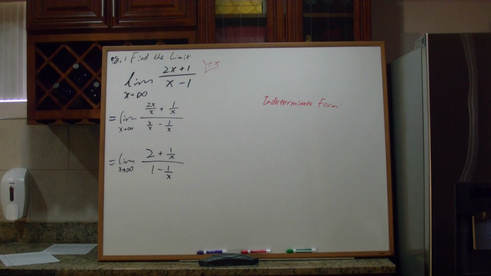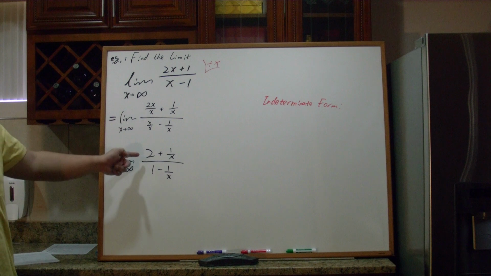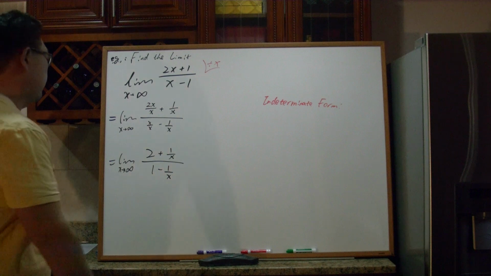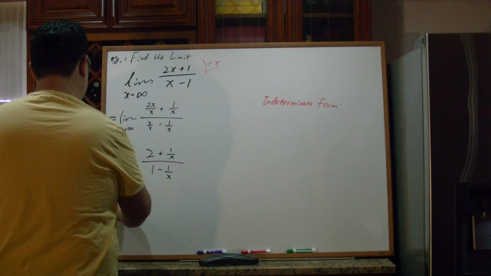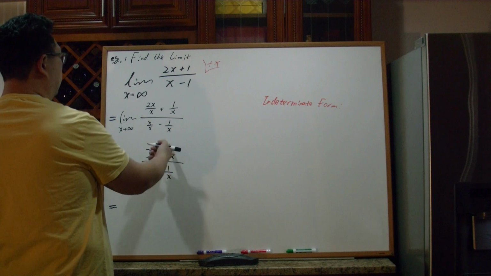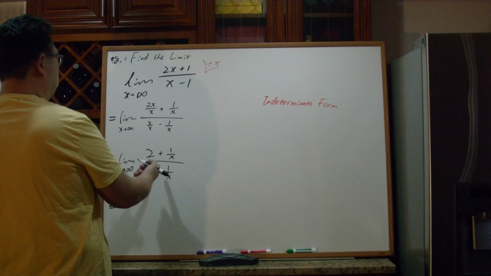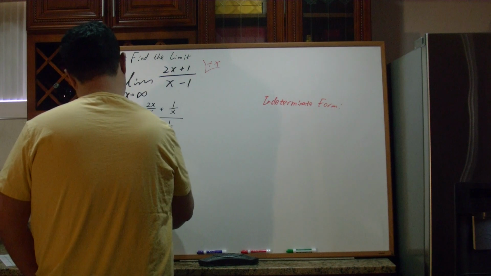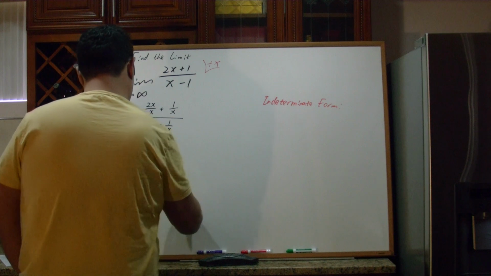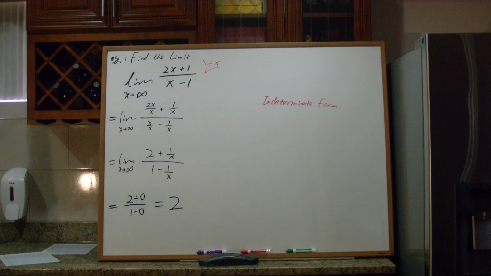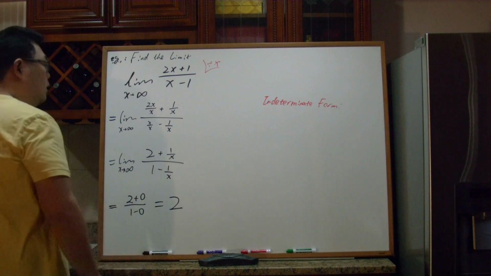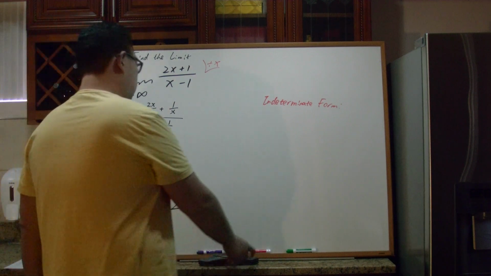Then this expression: 2x over x is 2, 1 over x remains, x over x is 1, 1 over x remains. Right? Now we can evaluate the limit. As x goes to infinity, a constant over x to a certain positive power will go to 0. Two plus 0 over 1 minus 0, that's 2 over 1, which is 2. So we always need to simplify the expression for the indeterminate form.